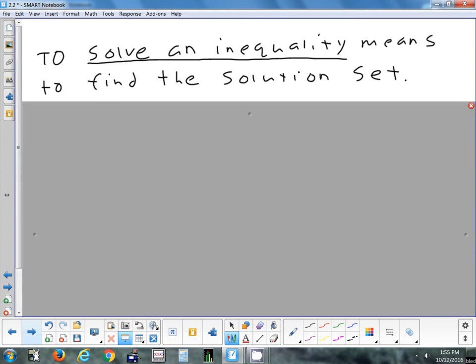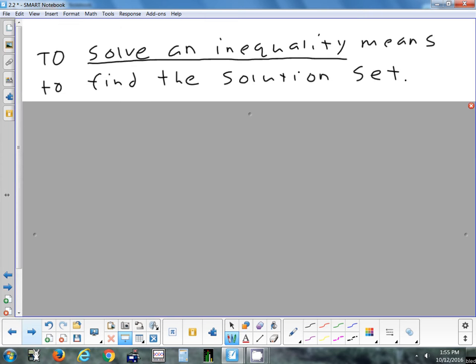All right, so the next one. On your notes it says to blank means to find the solution set. This is where we're going to see the word that a couple of you brought up during the homework, solve. Now you're going to see the word solve. So to solve an inequality means to find the solution set. And notice I put the word set. Set means that you're going to have a bunch of answers, not just one.